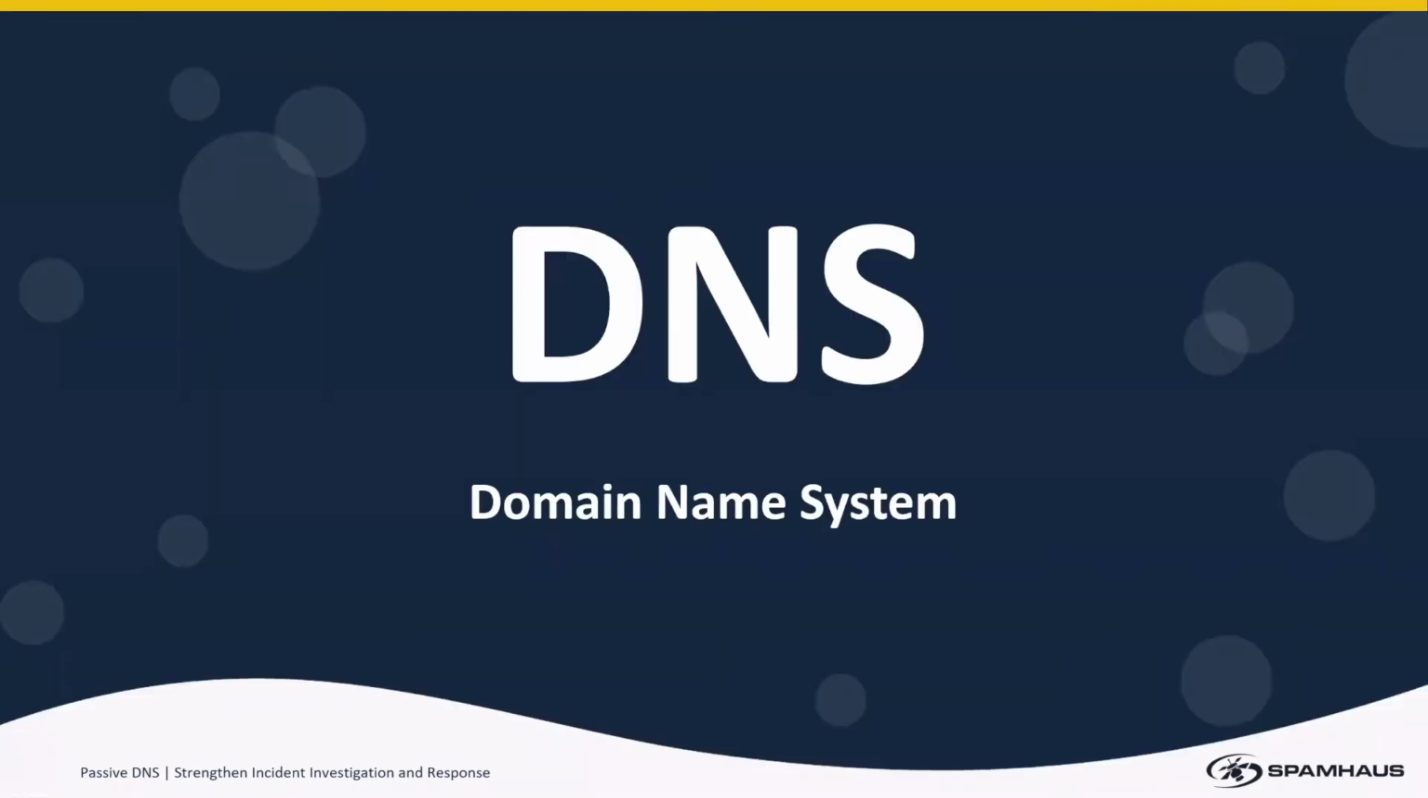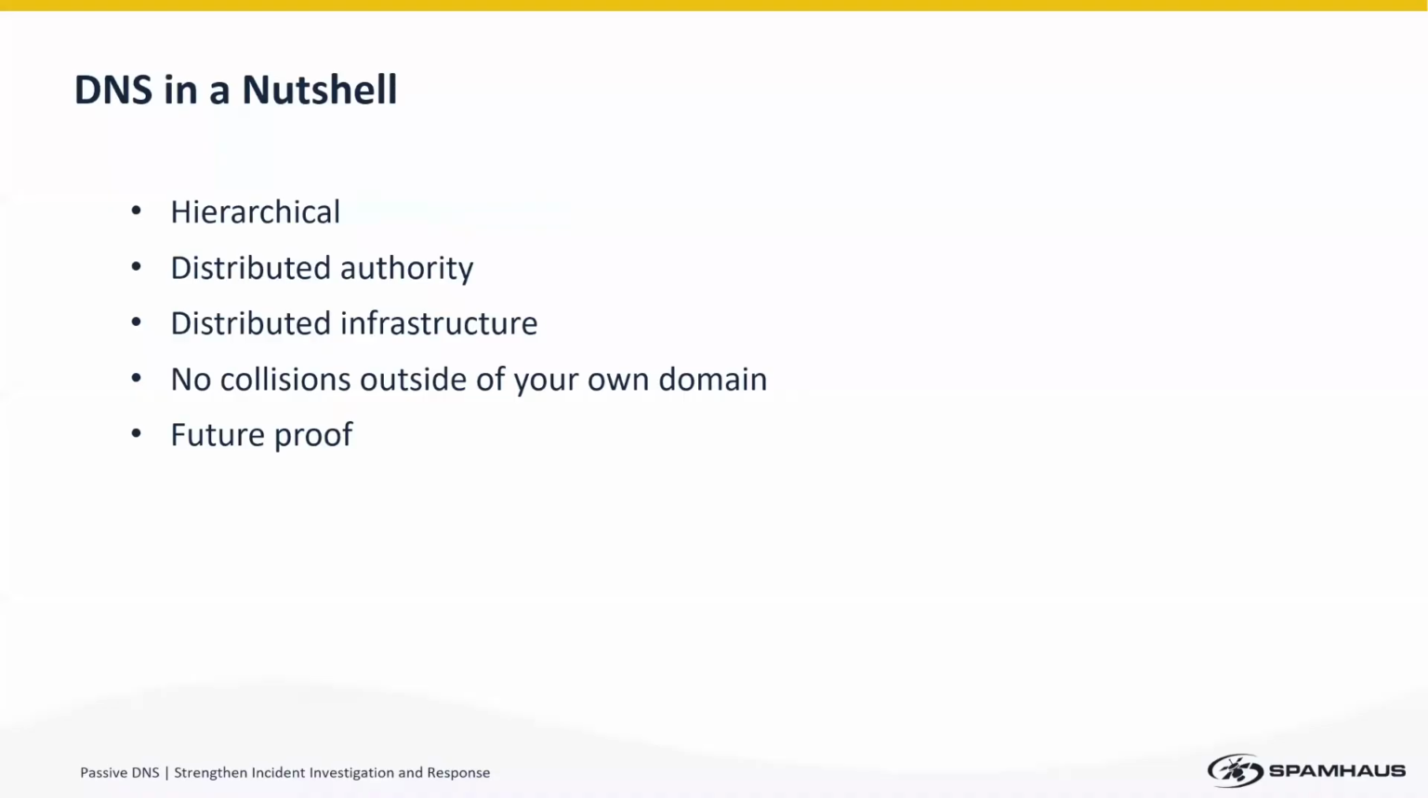So enter DNS, the domain name system, and in a nutshell, it addresses a whole bunch of those things. And there are some great characteristics in DNS itself that, as you will see later, are at the basis of what Passive DNS is. So DNS is a system with hierarchy. It has a distributed authority. The authority is also on distributed infrastructure, and outside of your own domain, there are basically no collisions. And maybe one of the best parts of it, since its introduction, it has turned out to be super future-proof. I mean, DNS has managed to grow with the enormous growth of the internet itself, and it is still going strong, and it has scaled to what the internet is now, which is quite the achievement, if you ask me.